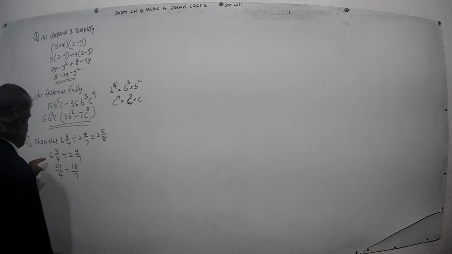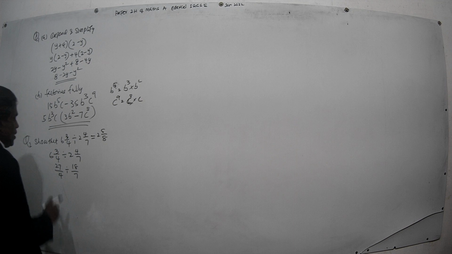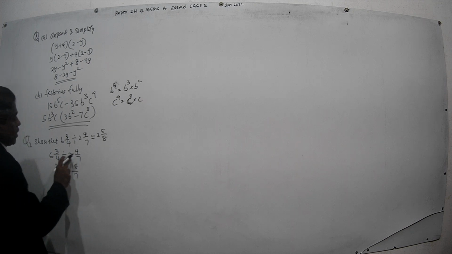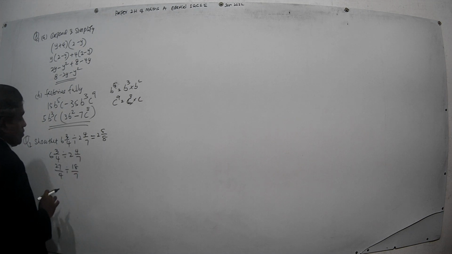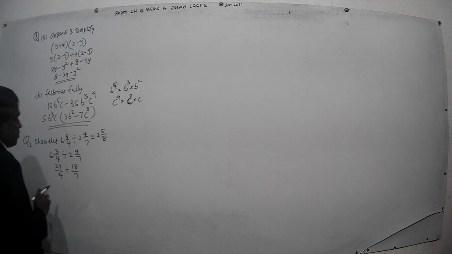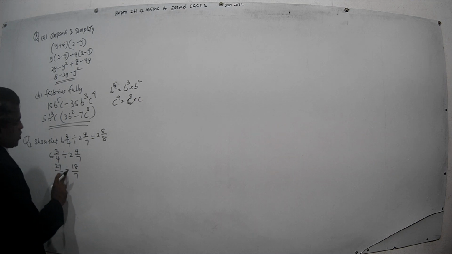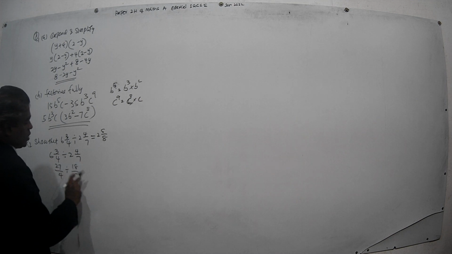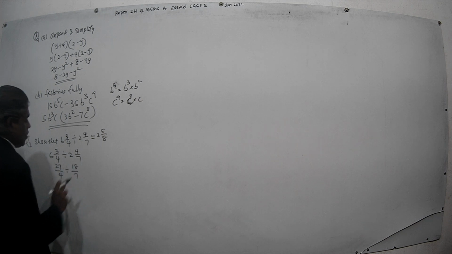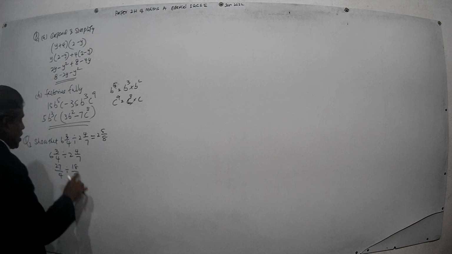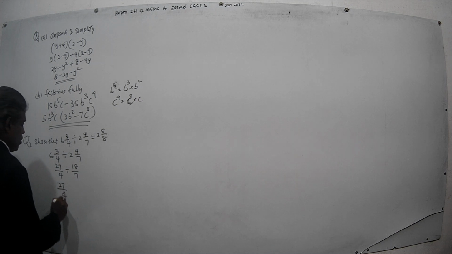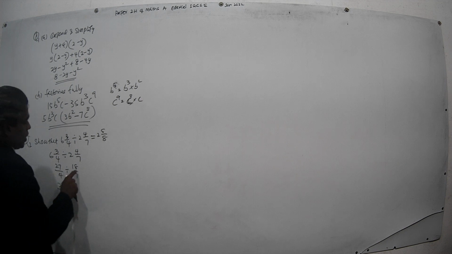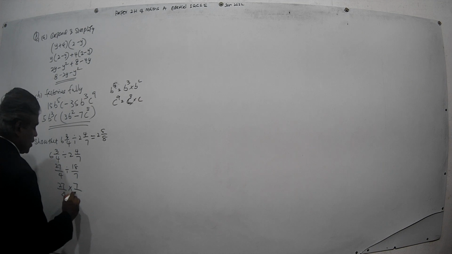Right. 4 times 6 is 24 plus 3 is 27 over 4. Division. Then 7 times 2 is 14, 14 plus 4 is 18 over 7. To convert this division into multiplication, you turn this fraction upside down. Then 27 over 4 times, after turning this fraction upside down, it will be 7 over 18.